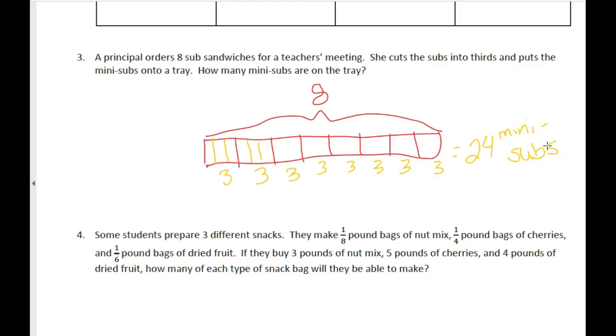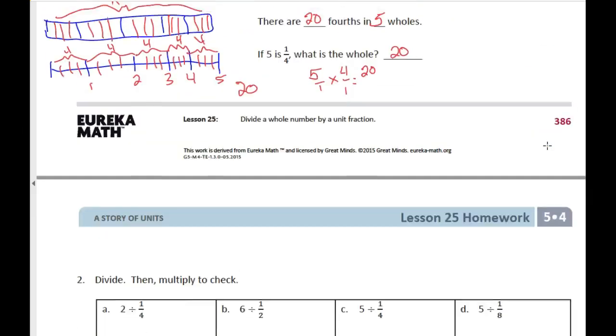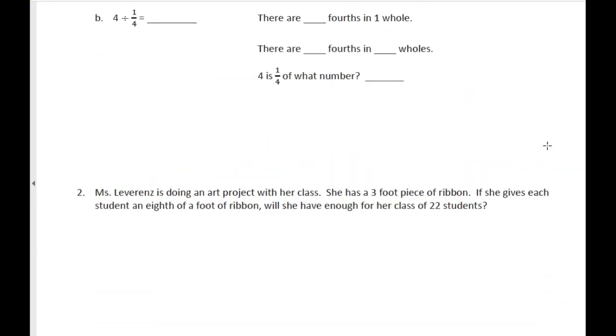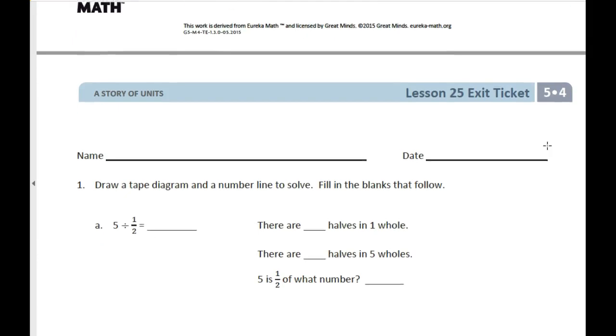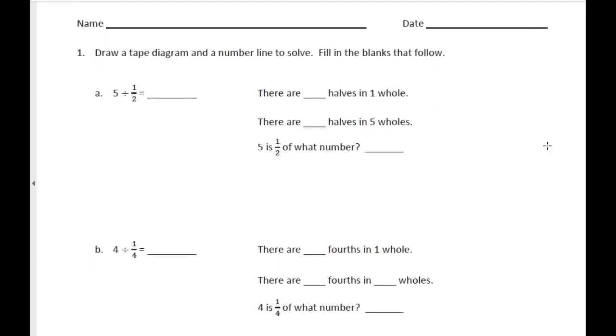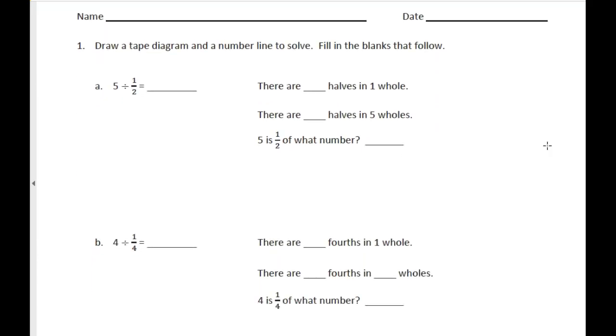There you go. All right, so here's your homework. Let's take a look at what we've got here. Draw a tape diagram and a number line to solve, and then fill in the blanks that follow. I'm going to ask you to do just A. Do just A. Thanks. See you tomorrow.